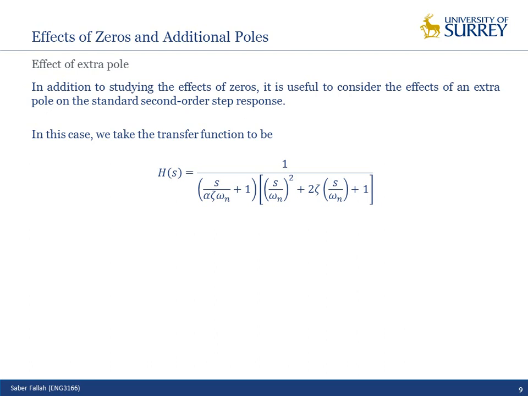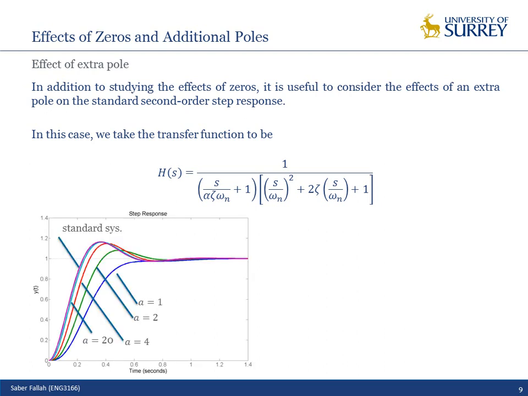Let's see. Again, if alpha is too large, this factor will go to zero. So I have almost the second order system. But if alpha is close to 1 or is not that large, it means this pole will affect the response of the system. Okay? How will it affect? Let's have a look.